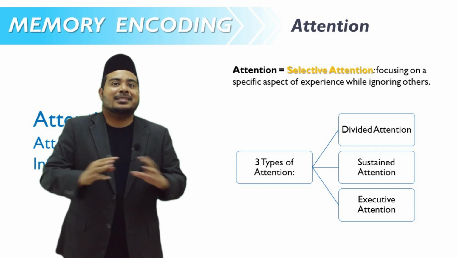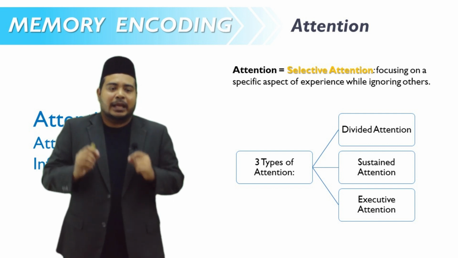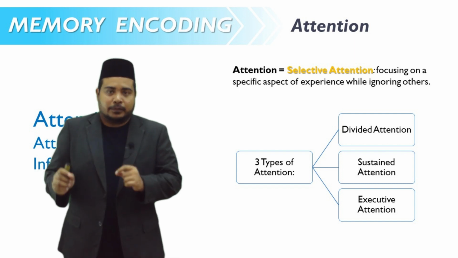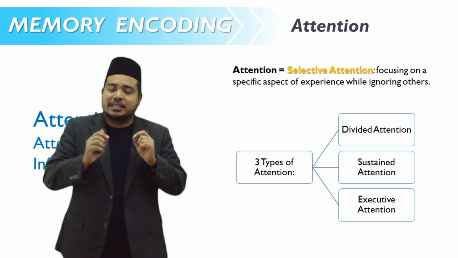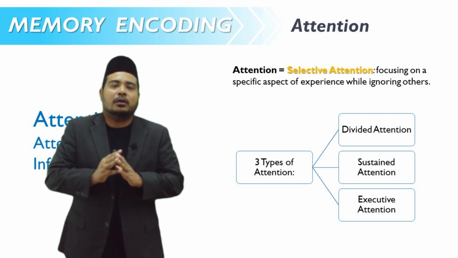Okay, we will see a lot of things. But what types of information do we decide is important, that we need to remember? Selective attention refers to focusing on a specific aspect of experience while we ignore others.